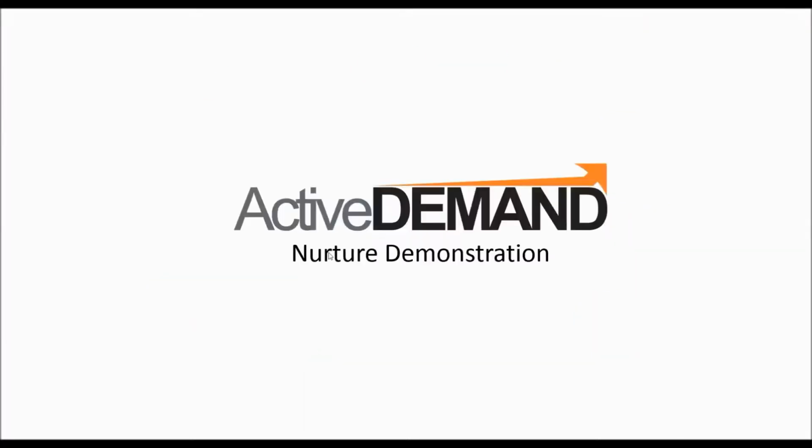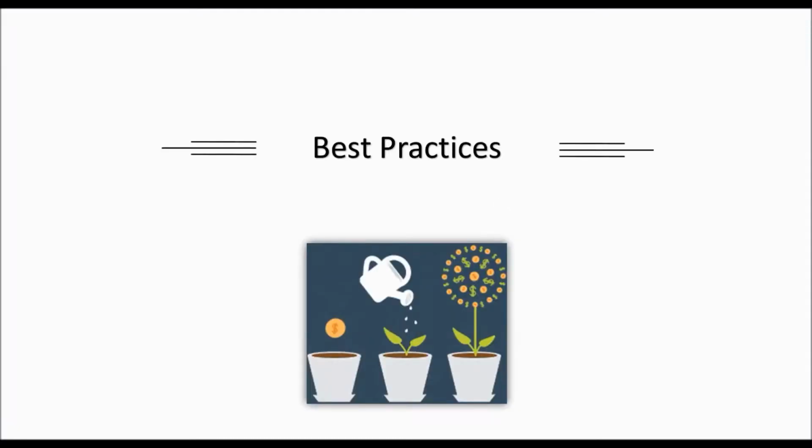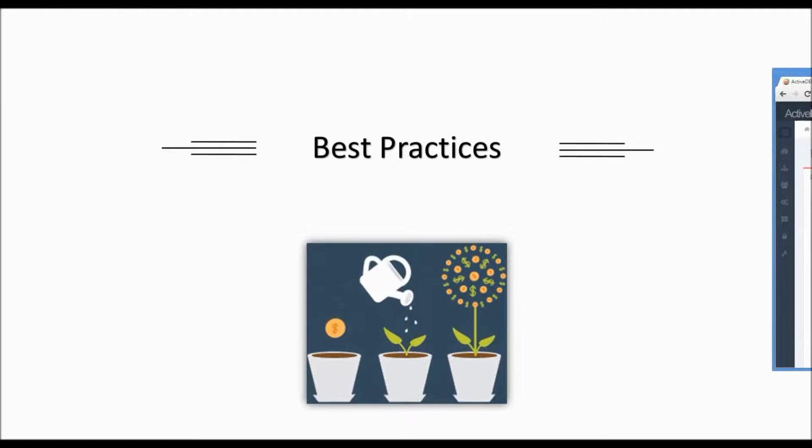So I'm going to get into this demonstration, and it's a fictitious doors and window company. We're going to start off with a standard campaign, just to show you the difference between a nurture campaign and a mass campaign. And then we're going to get into a social nurture campaign, then a home improvement tips nurture, then a social review nurture, and then I'm going to show you an accounts receivable nurture at the end. So again, stick around to the end of this presentation, and I'll get into the best practices as well.